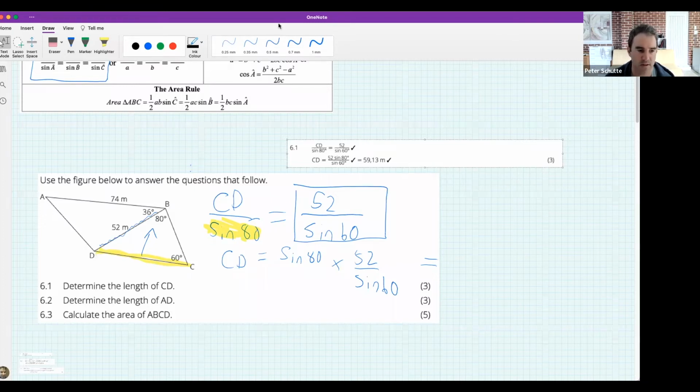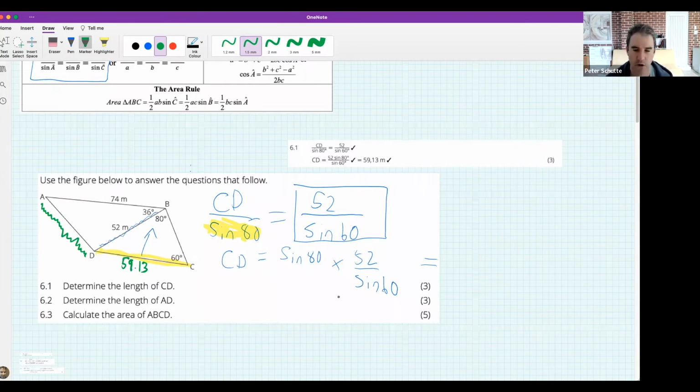Thank you, sir. Perfect. Now, I want us to move on to 6.2, and 6.2 says find AD. Now, AD is up here. And again, in the chat, for those who've been doing this topic for a while, what tool are we going to use? We did work out that this one was 59.13, but now we're looking for up here. I want to know, what tool are we going to use to find AD?